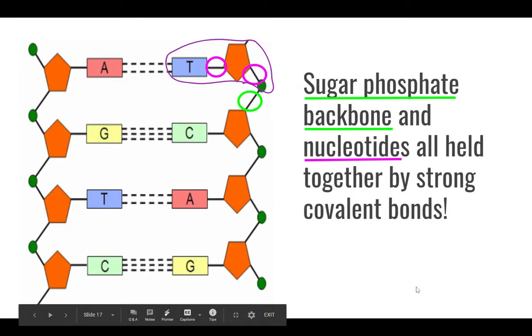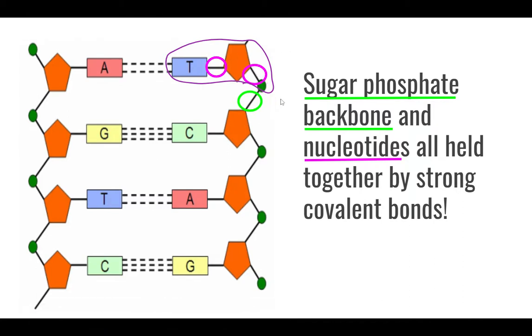Good. So hopefully you remember, it took me a couple clicks to get there, that any solid line you see in one of these diagrams represents a covalent bond. And covalent bonds are very, very strong.